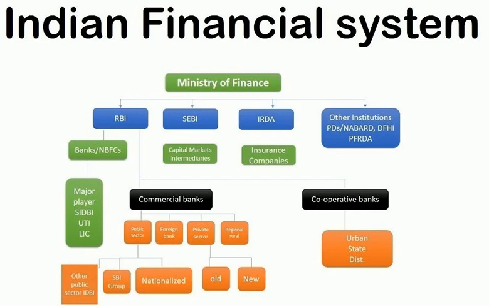Third component is financial instrument. Financial instruments like shares, debentures, treasury bills, commercial papers, etc. are the main instrument of financial system. With these instruments, any financial system or any financial activities will be done. So these financial instruments link savings to borrowing.